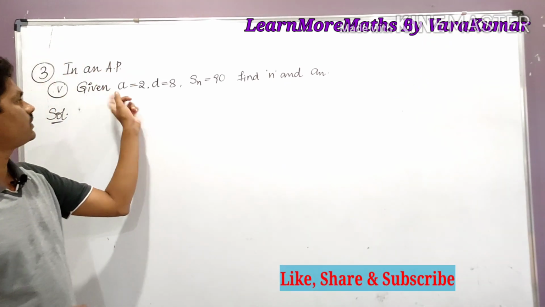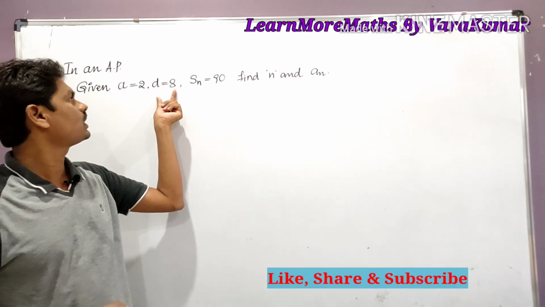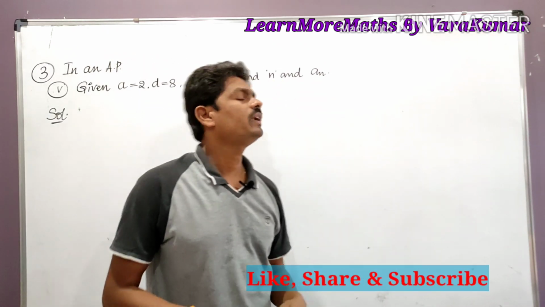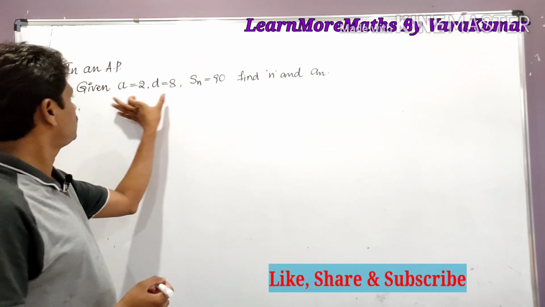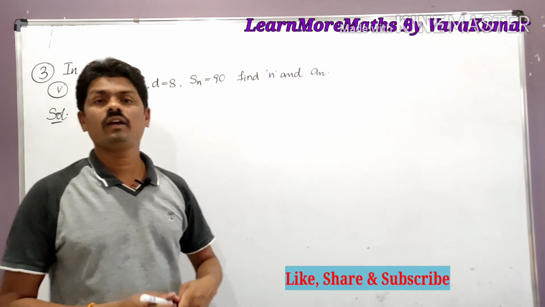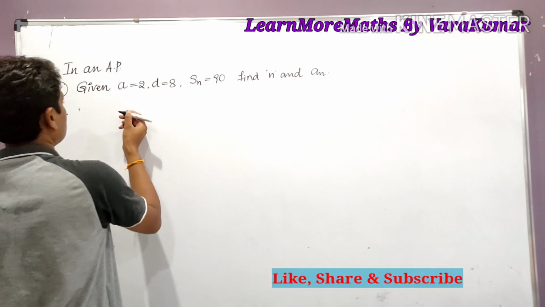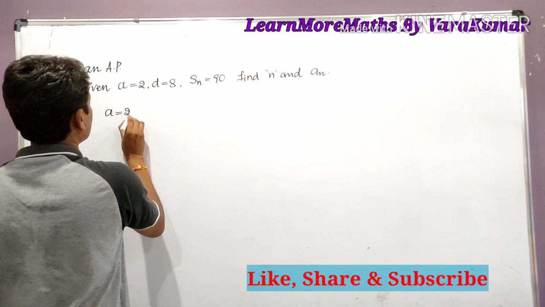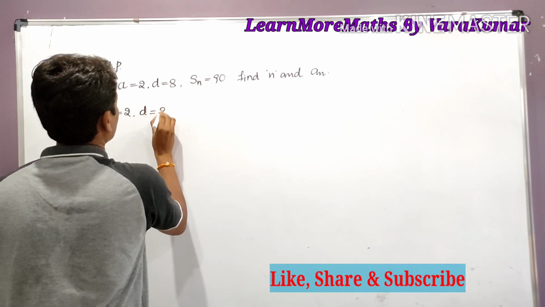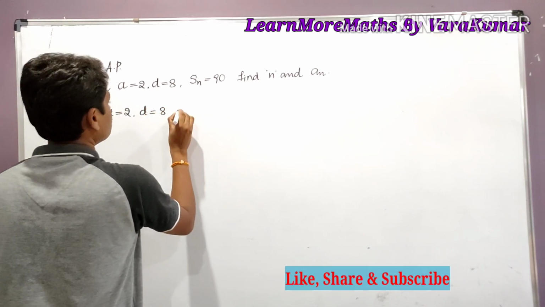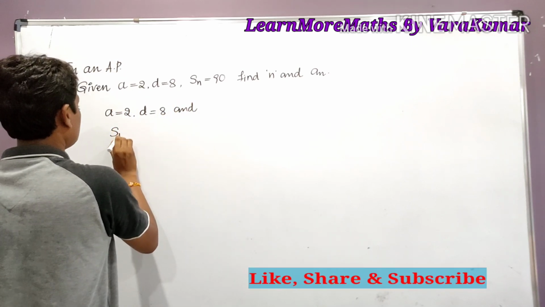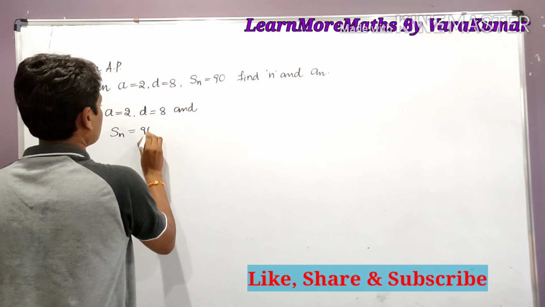So what has he given, student? A is equal to 2, d is equal to 8, Sn is equal to 90. Find n and an. So using these values we have to find n and an. So student, again see what he has given, I am writing. So a is equal to 2, d is equal to 8 and Sn is equal to 90.